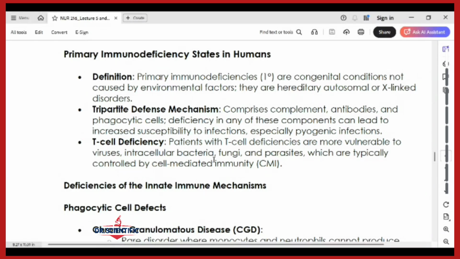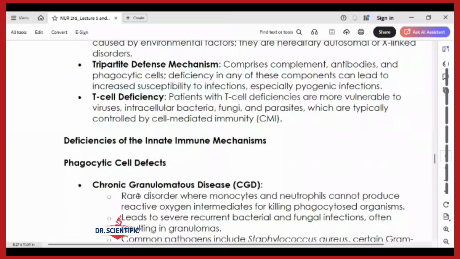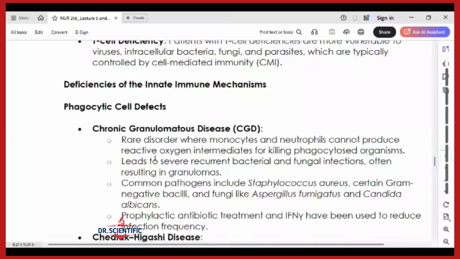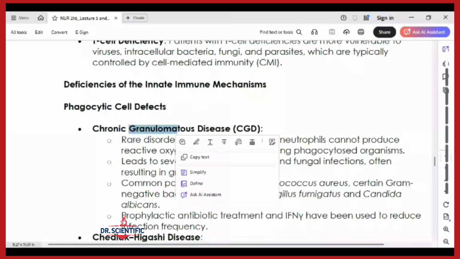Let's look at them systematically, starting with issues to do with phagocytic cells. In case there are phagocytic cell defects, we have a condition that has been described called chronic granulomatous disease. Now, I've just described something called a granuloma.